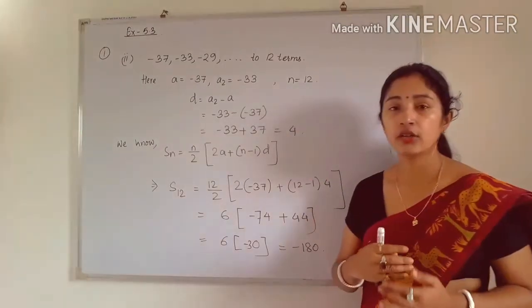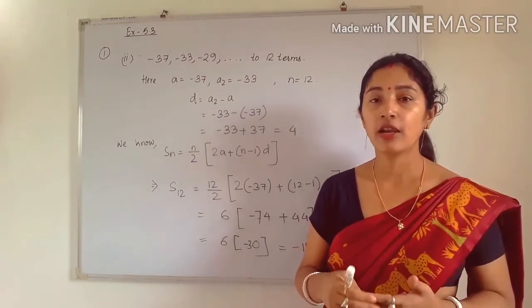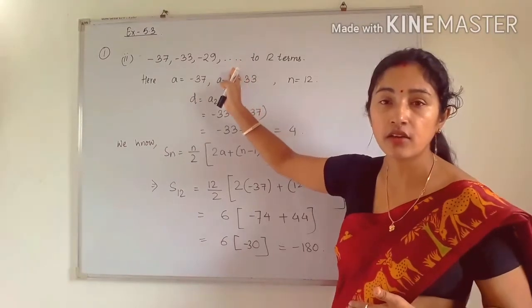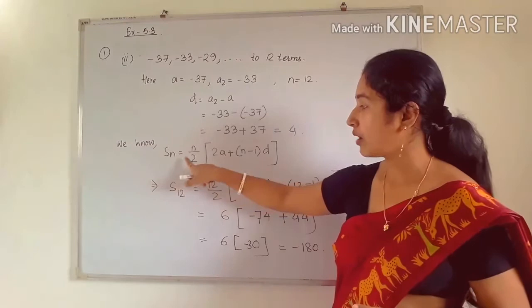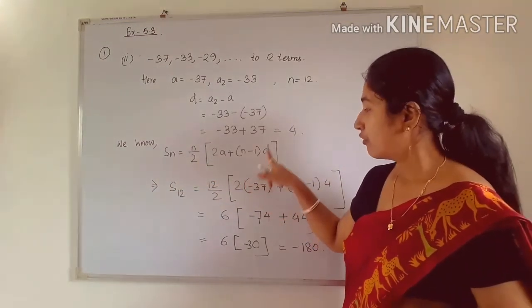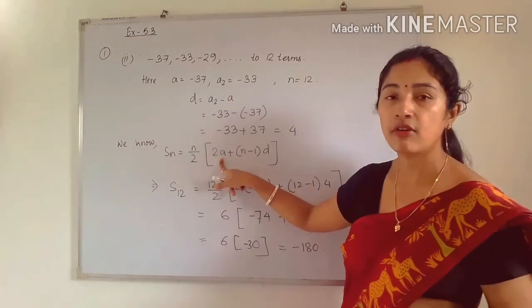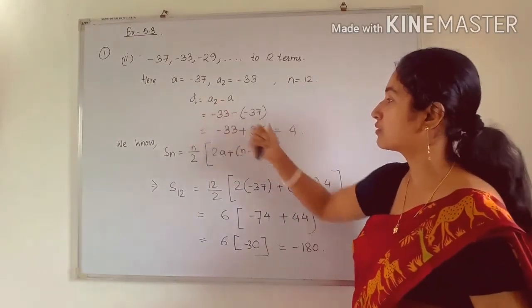Already I told you that there are two formulas for the sum. The first formula we apply when the last term is not given. Here you can see the last term is not given, so we will apply the first formula: Sn is equal to n by 2 (twice a plus (n minus 1) into d). For this we need the common difference. n is given, the first term is given. So first of all we will find the common difference, that is the second term minus the first term.